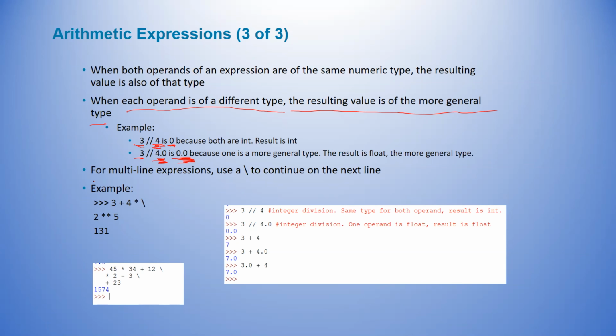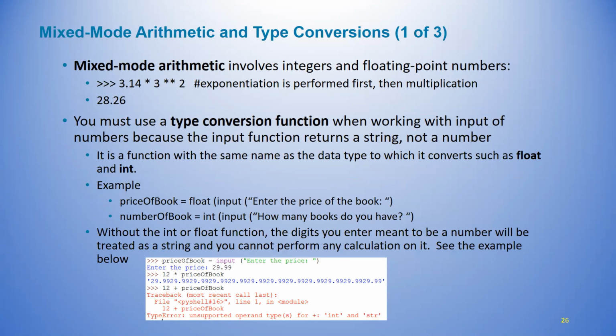This really doesn't apply that much. For multi-line expressions, use a backslash to continue on to the next line. So if your expression is too long, you will go down. This is equivalent to this, without the backslash. But if you want to go down, you can do that. That's what that means. Any questions, everybody? No? Okay.